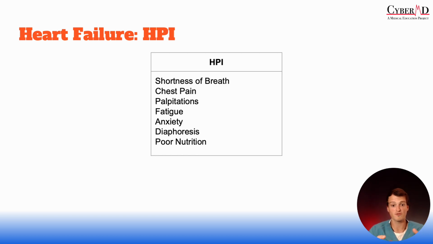So now that we've covered risk factors, let's talk a little bit about the common symptoms that you will encounter when you're taking an HPI on a patient with heart failure. So the number one thing is going to be shortness of breath. Now, remember, we talked about the most common cause of right heart failure is left heart failure. And when you have left heart failure, the first place that fluid is going to back up into is going to be the lungs, right?